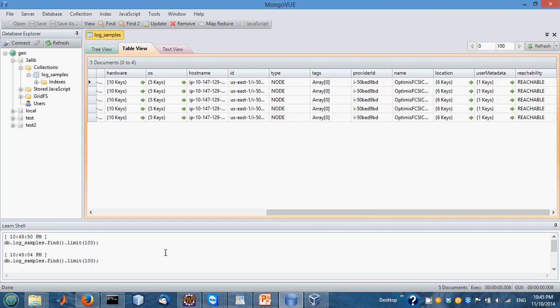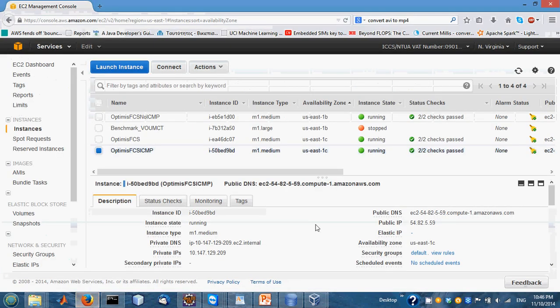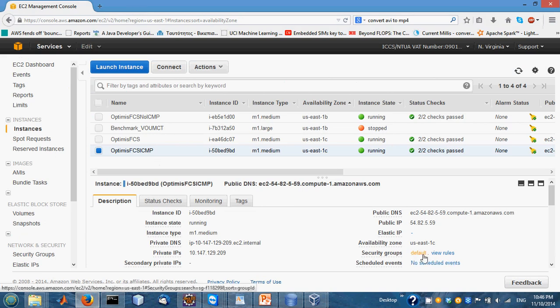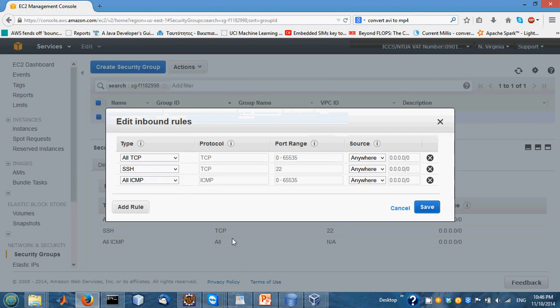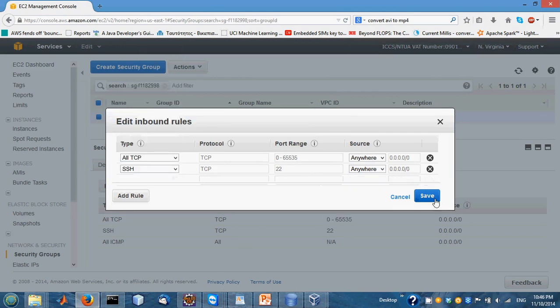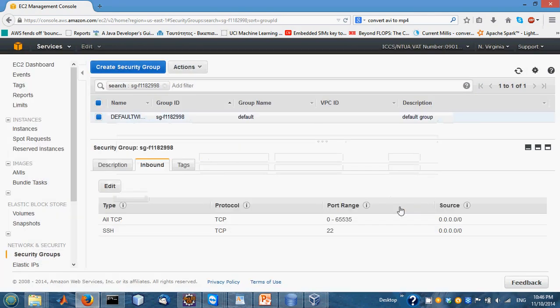Now if we want to simulate a fault in AWS, what we can do is to go to the specific security groups listing and disable all ICMP traffic. Okay, this means that now all the VMs will be unreachable, so the overall sample will be considered as unavailable.